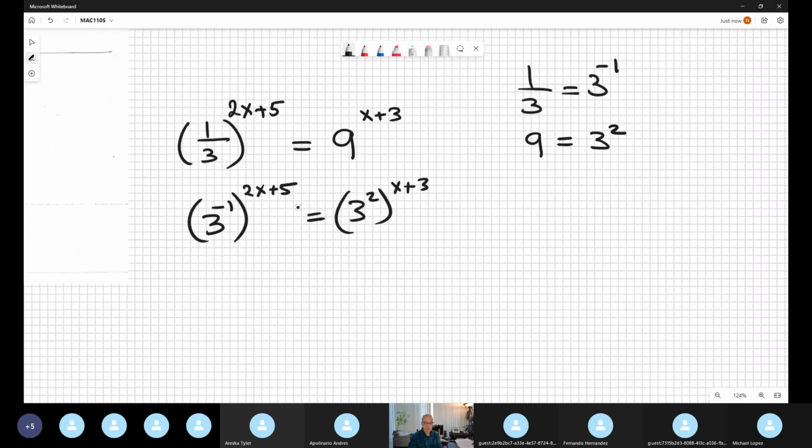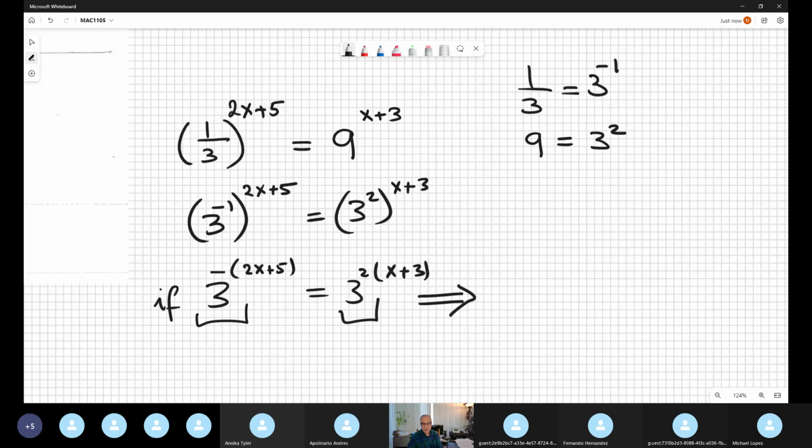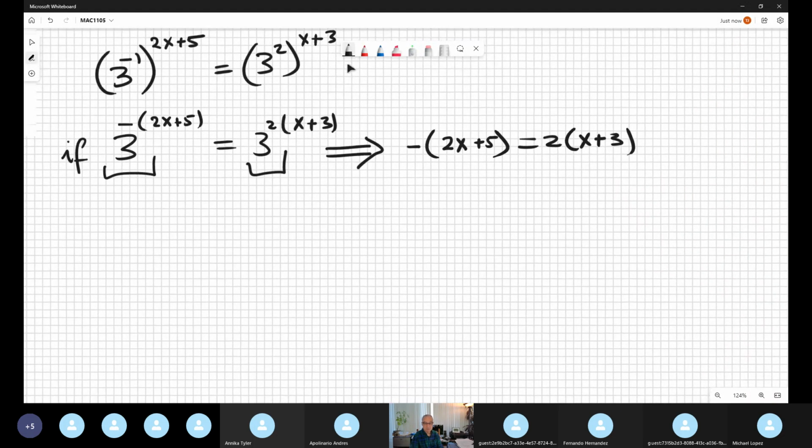So we have two levels of exponents. Multiplication is the rule. So basically it's 3 to the minus parenthesis 2x plus 5 equals 3 to the 2 times parenthesis x plus 3. At this specific moment, I see that we have two exponentials and the base is the same, therefore the exponent is the same. So you copy minus parenthesis 2x plus 5 equals 2 times x plus 3. And magically, you convert the exponential equation to a linear equation. And the rest is baby elementary algebra.